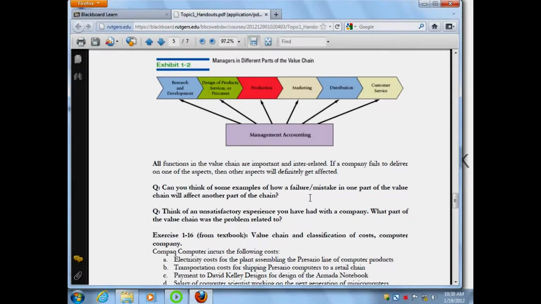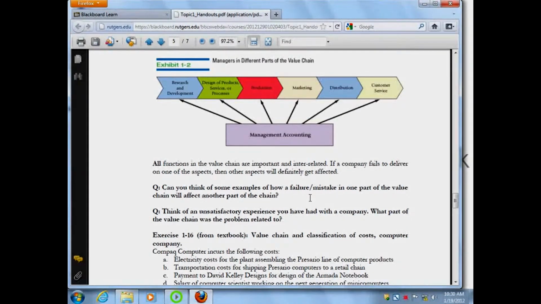these. So, at the very top of the value chain is the activity that we call research and development. What comes next is design, and then that's followed by production, which is followed by marketing, distribution, and finally customer service. Okay. So let's talk a little bit about each of these functions in the value chain.